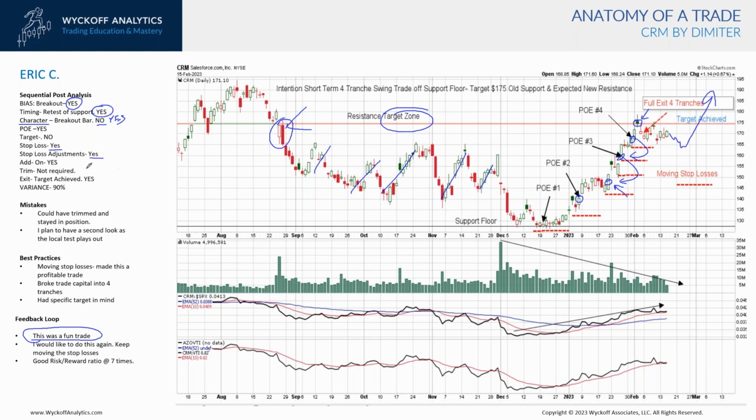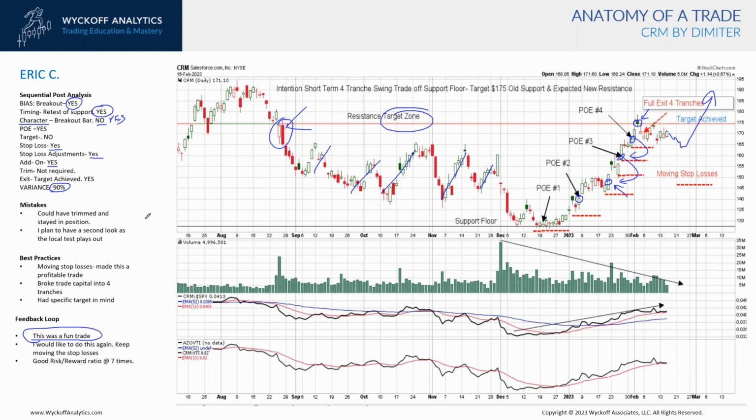Stop loss adjustment, yes. Add-ons, definitely yes. Trims not required. Okay, exit, target achieved, yes. Variance 90%. Yeah, I'd say this is a high variance trade. Yeah, absolutely, I would agree with that. Okay. Well, let's jump into the mistakes that he's mentioning here.